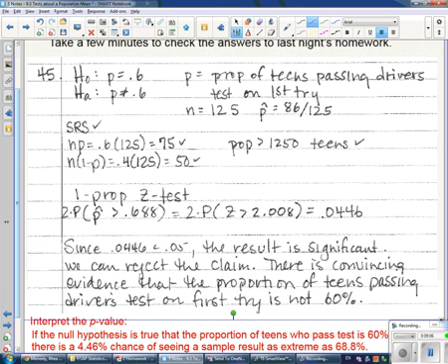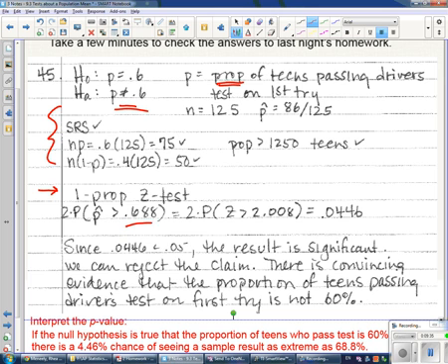So it's not giving us any indication as to whether or not we think the proportion of teens passing on the first try is more than 60% or less than 60%. So this is where we're going to be doing a two-tailed test. You really need to read the context clues to see what your alternative should be without looking at the sample first. Define your parameter, and again, we're dealing with the proportion of teens passing the test on the first try. State your conditions and the method that you're using to perform the test.